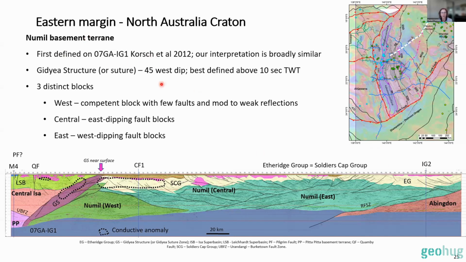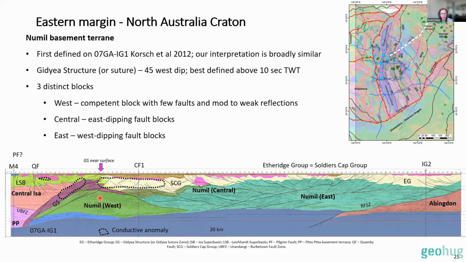So originally, these basement terrains, Numal and Abingdon, were defined by the Korsch team. And this interpretation is broadly similar. But one of the biggest differences is the definition of the three distinct blocks. So Numal East has a strong west-dipping fabric and fault blocks, Numal Central has east-dipping fabric and fault blocks, and distinctly lower density in the gravity modeling. Numal West has some strong reflections in it, but generally little evidence for internal faulting.